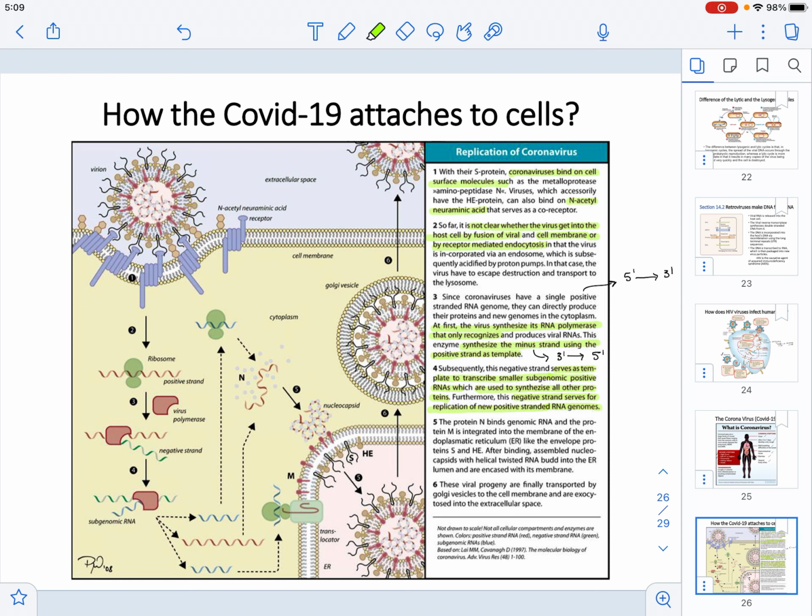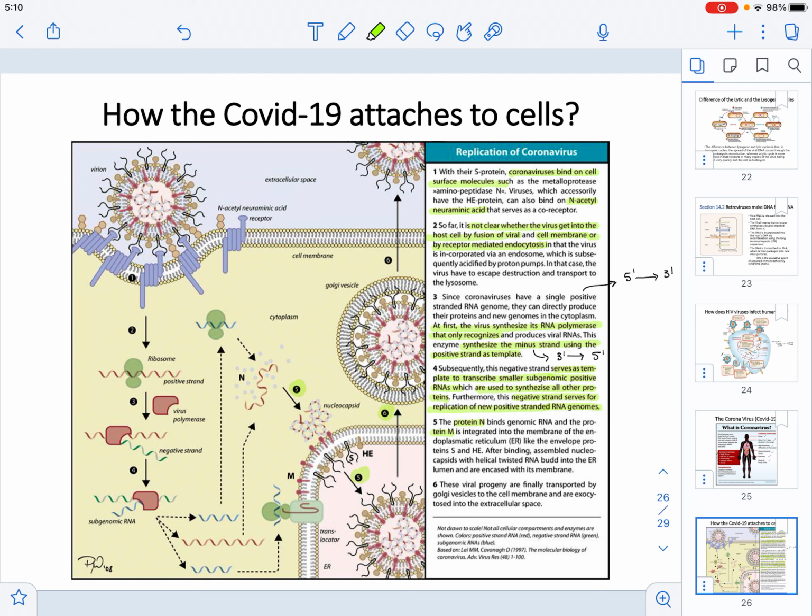Those include protein N and protein M, which, as you can see, are actually integrated into the membrane of the endoplasmic reticulum. So in essence, what is happening is that after binding, these assembled nucleocapsids with helical twisted RNA buds enter the ER, the endoplasmic reticulum of the host cell, and they are going to be encased within its membrane. And we can see that specifically in this area of our diagram.